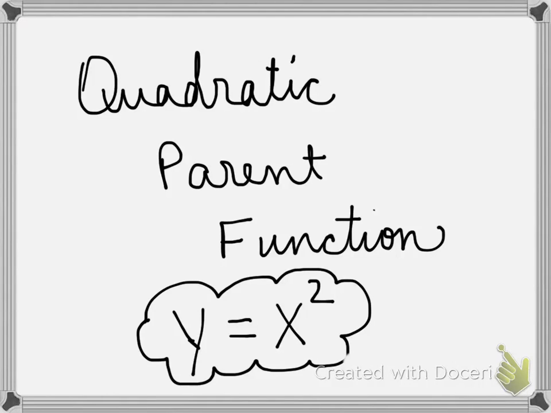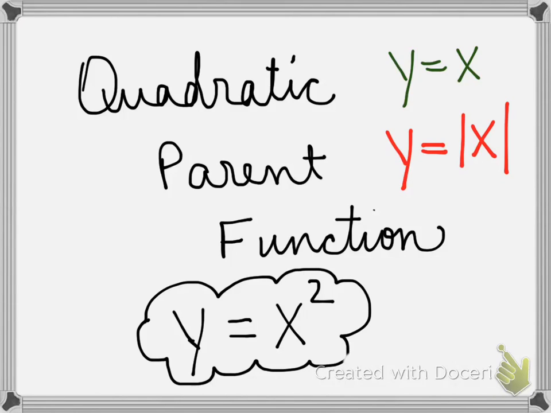Today's lesson is the quadratic parent function, which is y equals x squared. You may recall from before that we've looked at the linear parent function, which was y equals x, and we've also looked at the absolute value parent function, which was y equals the absolute value of x. Both of these equations are basic equations that start at the origin, and so will this one. Its center will be at 0, 0.